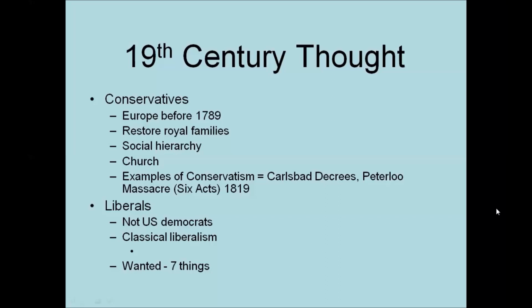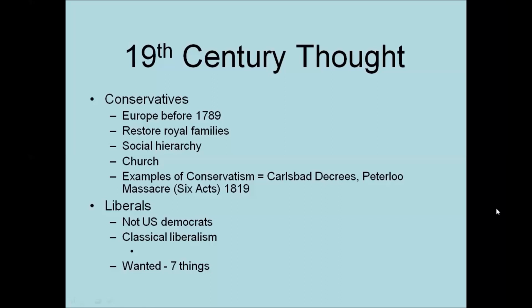The church is going to go back to this viewpoint. Examples of conservatism during this time period would be the Carlsbad Decrees, and then the Peterloo Massacre and the Six Acts that came out in Britain in 1819. The Carlsbad Decrees were by Metternich, and the Peterloo Massacre and the Six Acts were in England. So conservatives, essentially, want to go back to the time period before everything got crazy with these Republican ideals.